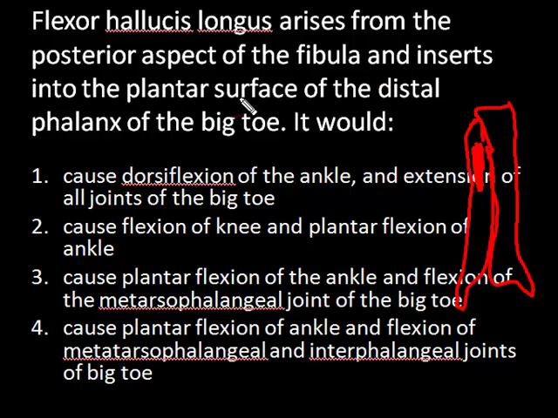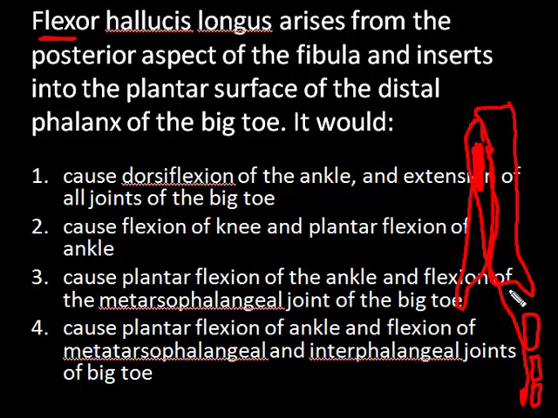And it inserts into the plantar surface of the distal phalanx of the big toe. So it goes all the way, because it's hallucis, it has to go to the big toe. The name also tells you, flexor hallucis, that means it's a flexor of the toe. Now if you look at the bones in the toes, you have the metatarsal, and then you only have 2 phalanges, the proximal and the distal.